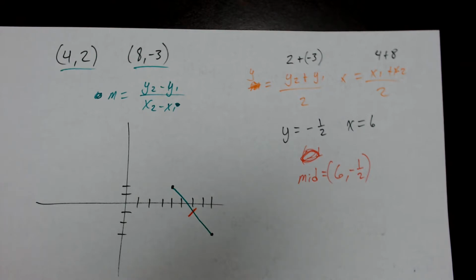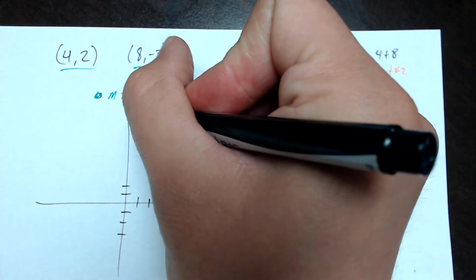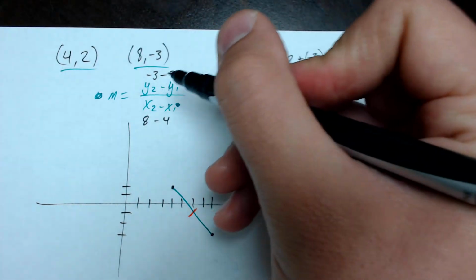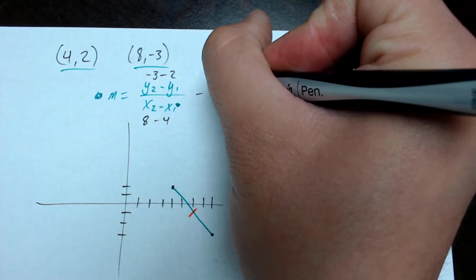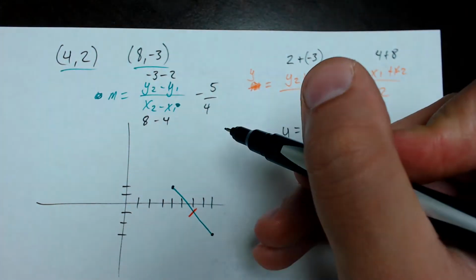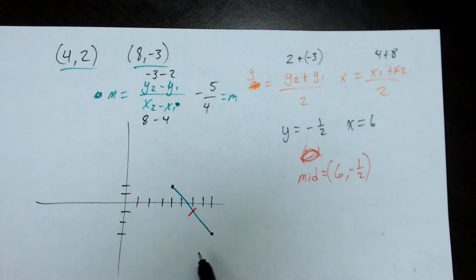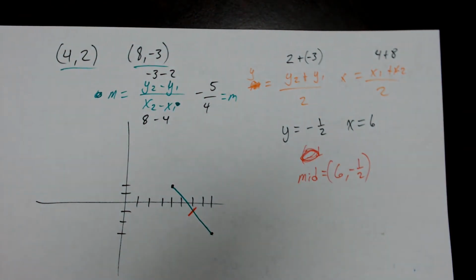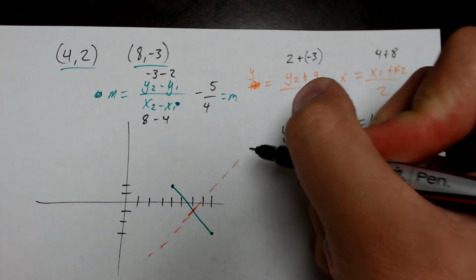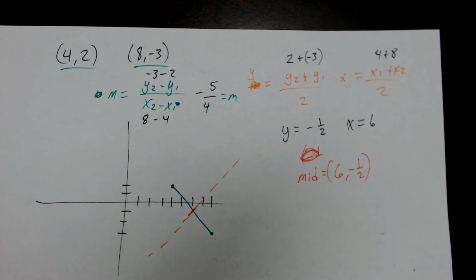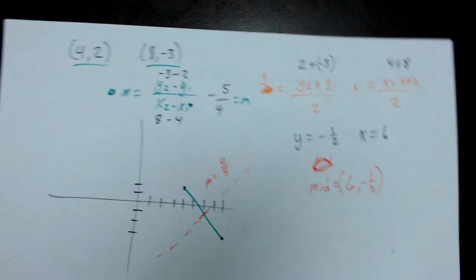So when I plug in some x's and some y's, what I get is negative 3 minus 2, and then I get 8 minus 4. So negative 3 minus 2 is negative 5. And then 8 minus 4 is 4. So negative 5/4 is the slope of the green line. So if the slope of the green line is negative 5/4, the slope of the perpendicular line is going to be the negative inverse, positive 4/5. And I know that because the lines are perpendicular.